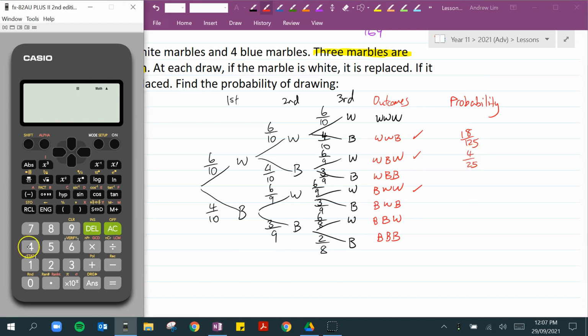What about blue, white, white? We've got 4 out of 10 times 6 out of 9 times 6 out of 9. 8 out of 45. So now all I need to do is I just need to add those 3 together. 4 out of 25 and 18 out of 125, which is 542 out of 1125.